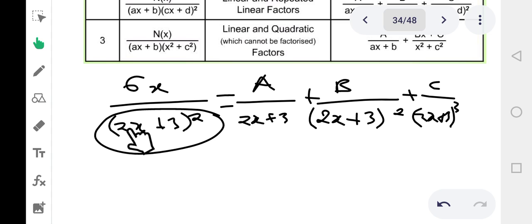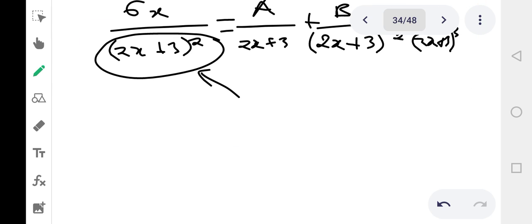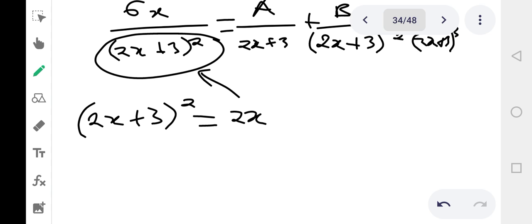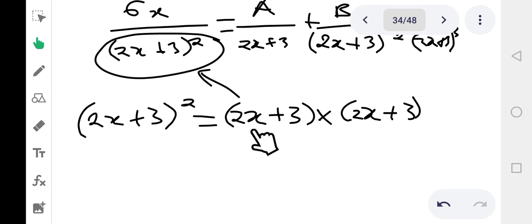Whenever we've got repeating factors, the reason I'm saying these are repeating factors is because 2x plus 3 squared is the same as 2x plus 3 times 2x plus 3. So 2x plus 3 times 2x plus 3 is the same as 2x plus 3 squared. That's why we are saying these are repeating factors, because they are repeating.